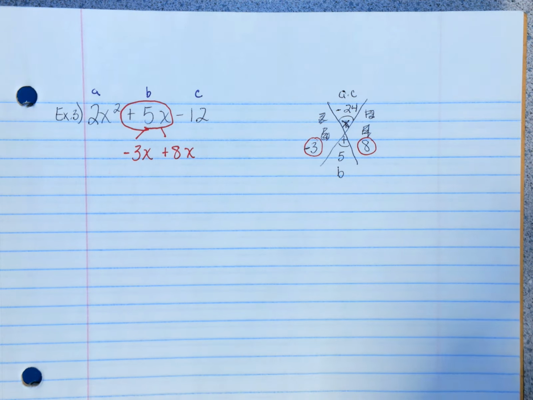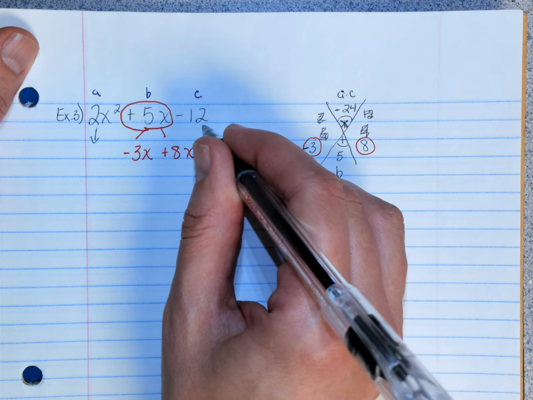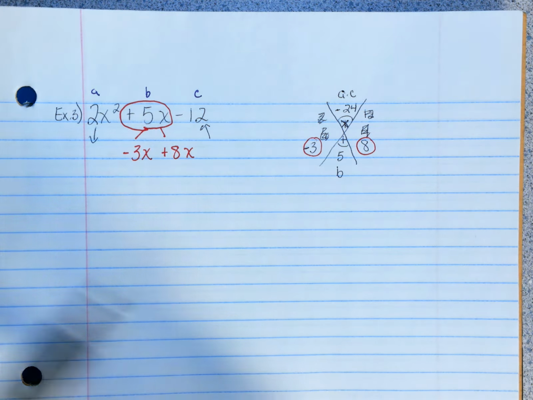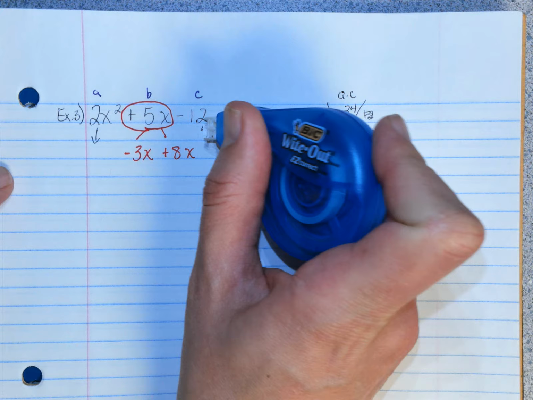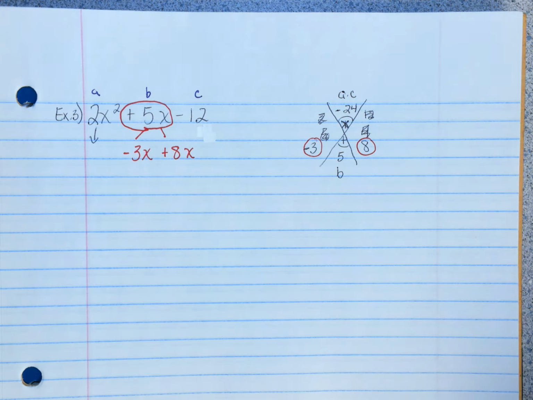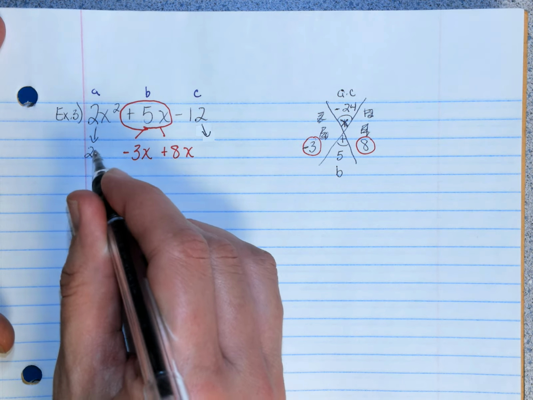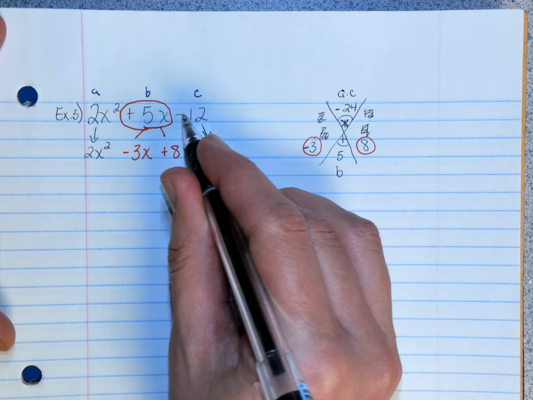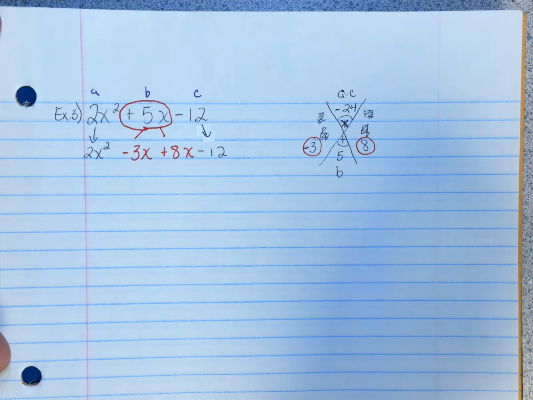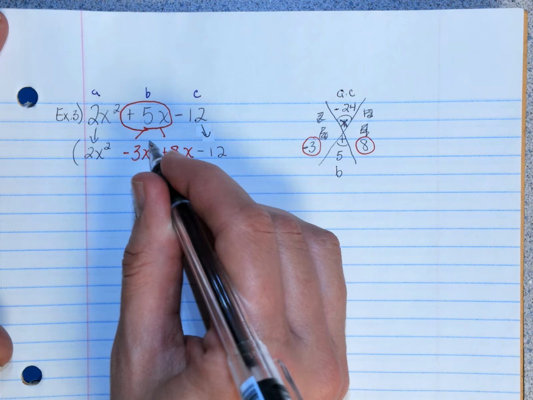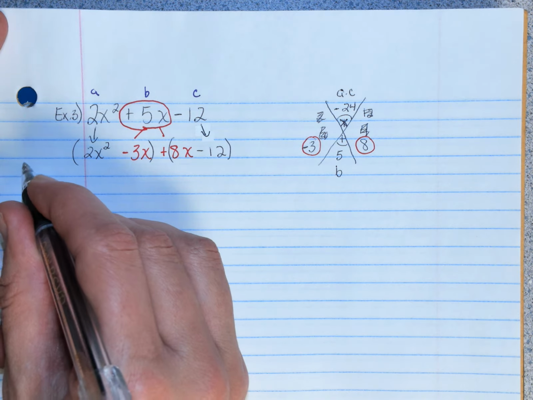Are you getting faster at this? Do you remember to drop down the other two sides, the first and last term? Whoops, that's the wrong way. So bring down 2x squared. Bring down, don't forget the sign, negative 12. We're going to create our parentheses and then do greatest common factor.